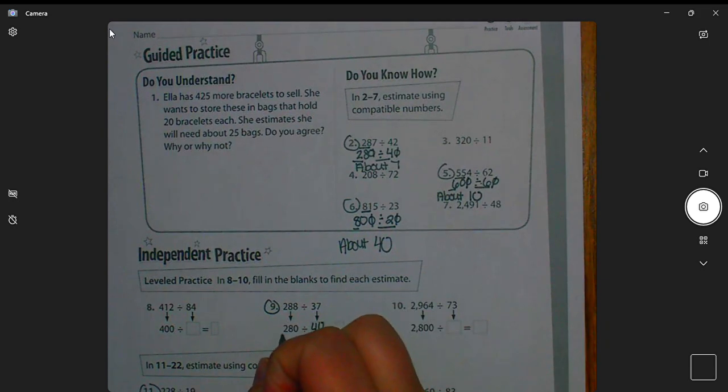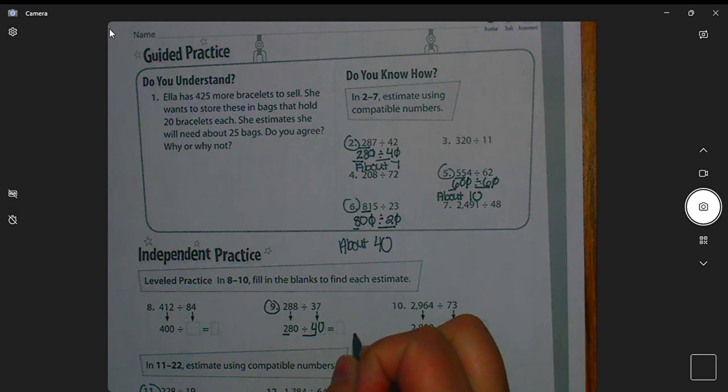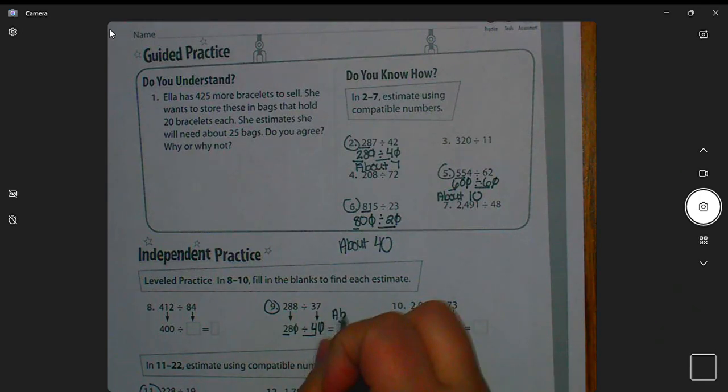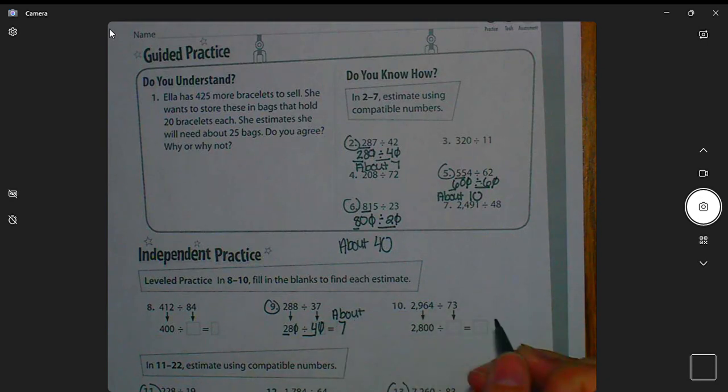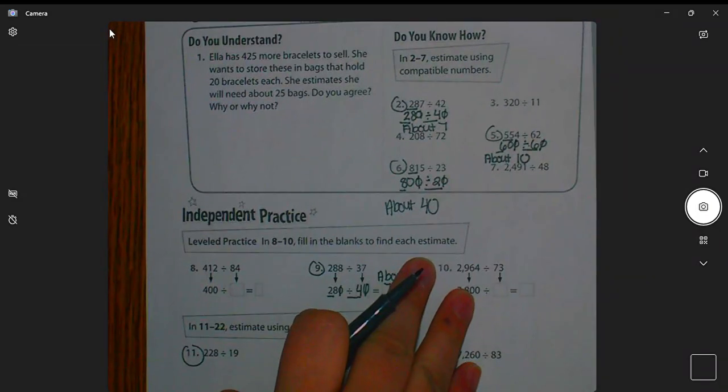And I know my basic fact is 28 divided by 4. 28 divided by 4 gives me, right, 7. And my 10s cancel out, so about 7. Don't forget your about. All right, last two examples. Ready?